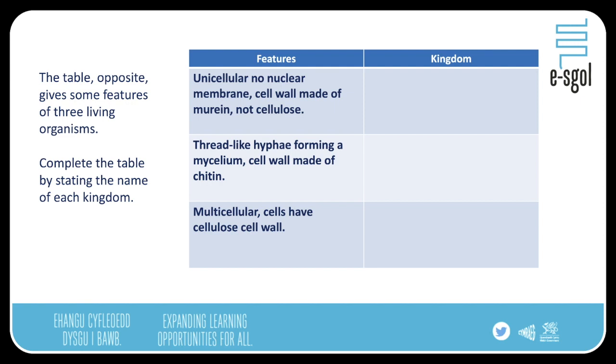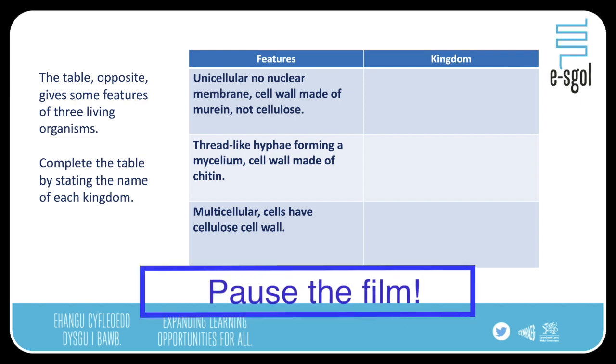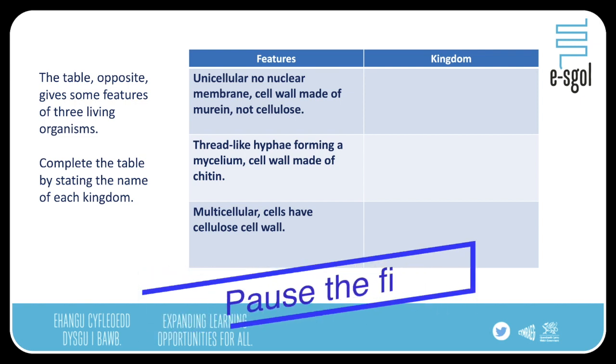The table, opposite, gives some features of 3 living organisms. Complete the table by stating the name of each kingdom. Read each statement carefully before you answer. Pause the film when you have read the question and write down your answers.